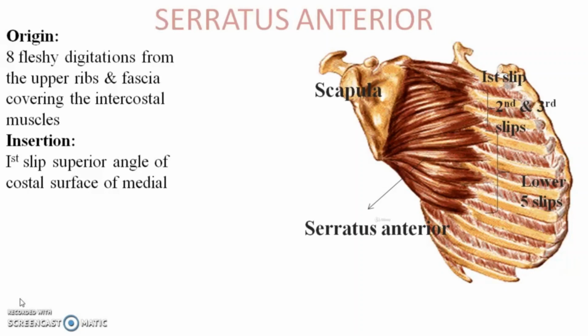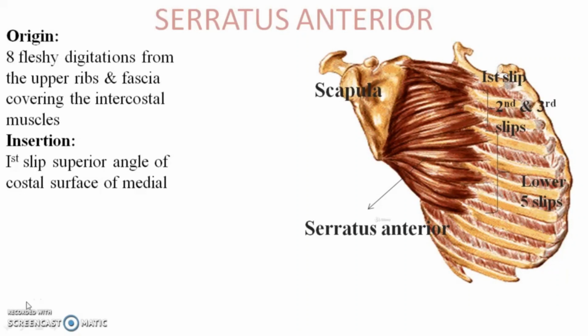It takes origin from the first 8 ribs along with the fascia covering the intercostal muscles by means of 8 digitations. Later it converges together and gets inserted into the medial border of the scapula on the costal surface. In the scapula we have two surfaces. One surface is the anterior surface, which faces towards the ribs, so we call that the costal surface. That costal surface of the medial border gives attachment for this particular muscle, the serratus anterior.